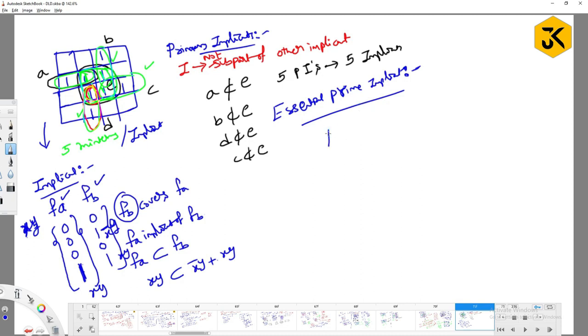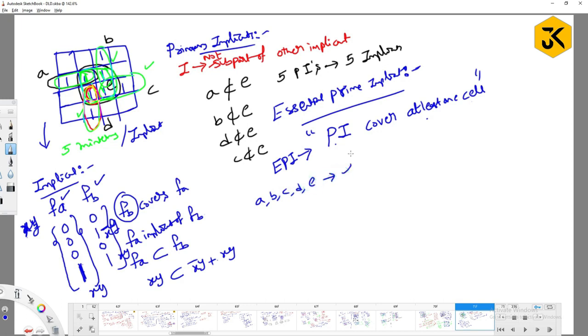if I am trying to take one prime implicant, that should have to cover at least one cell which is not covered by any other prime implicant. If I am trying to say that as an essential prime implicant, the prime implicant should have to cover at least one cell which is not covered by any other prime implicant. Right? Here, what are the prime implicants? A, B, C, D, E are the prime implicants.